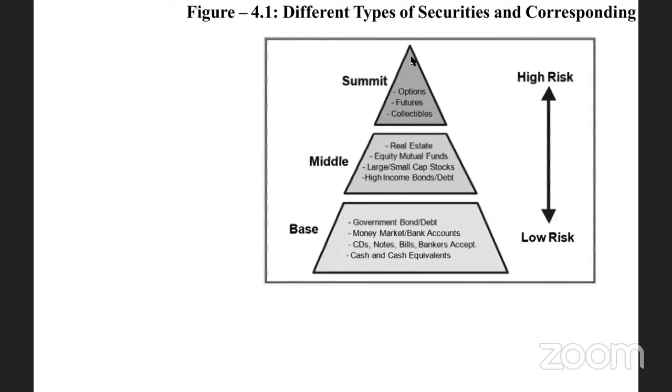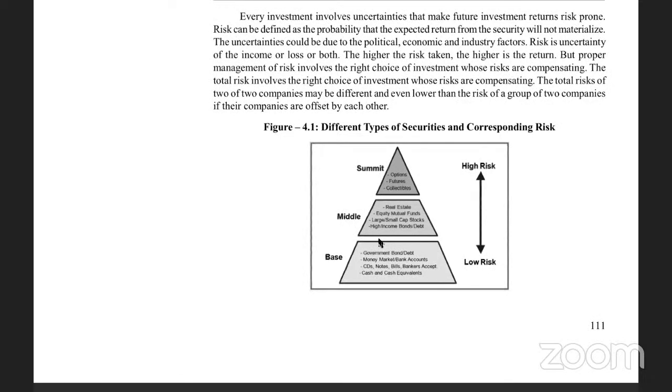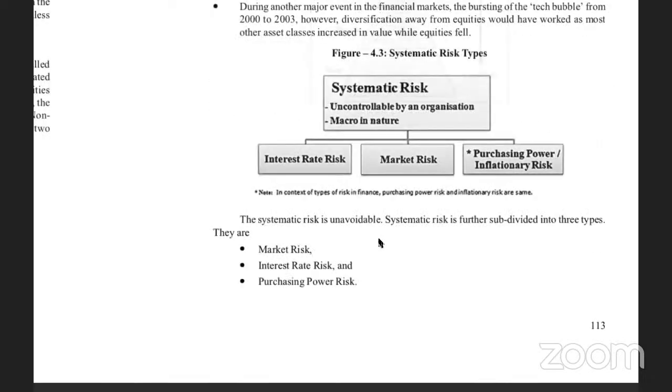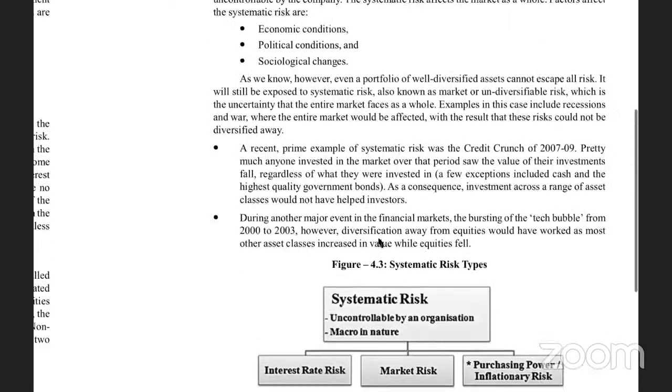So these investments are high risk. These investments are low risk. In between, you have middle risk. Higher the risk, higher the return. Lower the risk, lower the return. That is the fundamental rule of finance. Okay. Next, we'll go to types of risk.